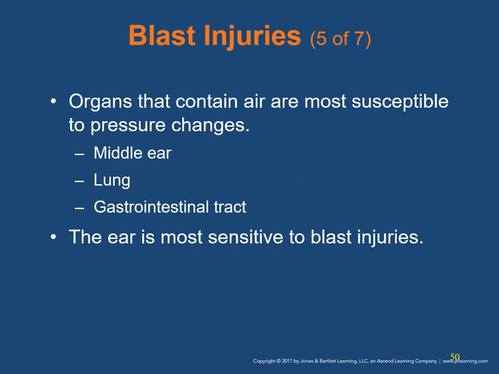Tissues at risk. Organs that contain air, such as the middle ear, lung, or gastrointestinal tract, are most susceptible to pressure changes. Junctions between tissues of different densities and exposed areas such as head and neck tissues are prone to injury as well. The ear is the most sensitive to blast injuries. The tympanic membrane evolved to detect minor changes in pressure and will rupture at pressures of 5 to 7 pounds per square inch above atmospheric pressure.